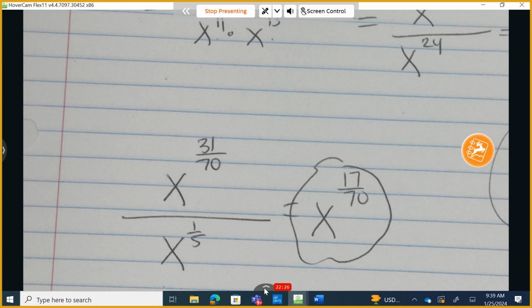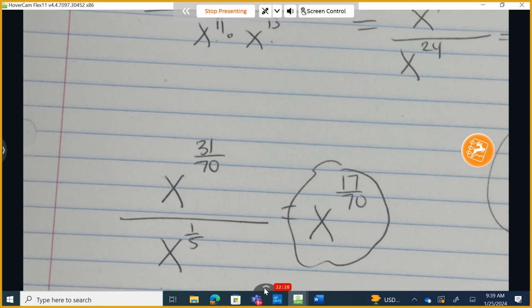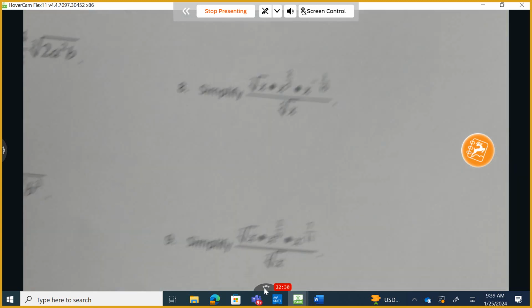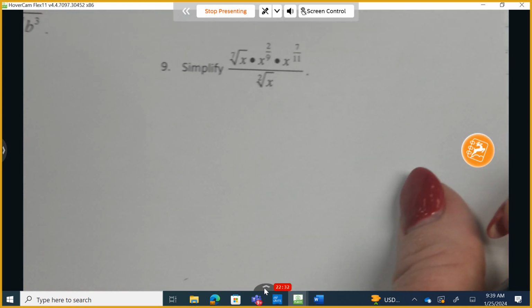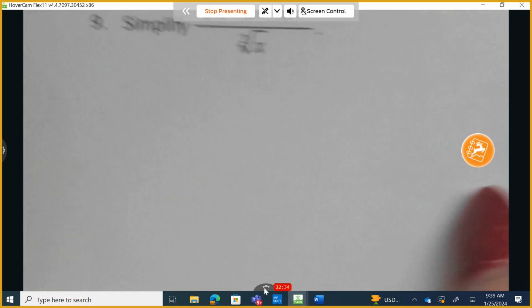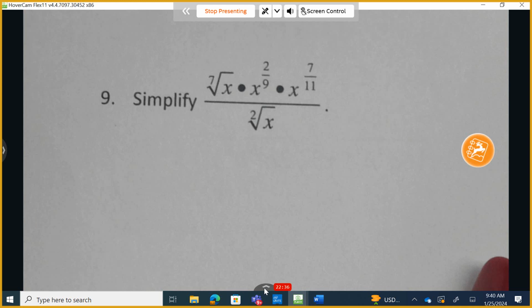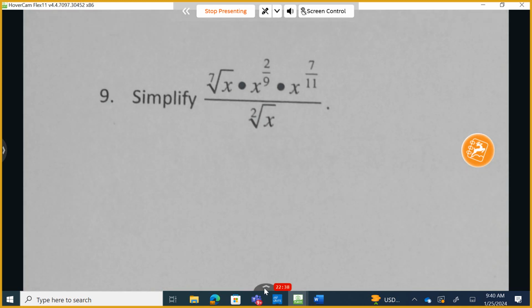Grab your calculator, please. You're going to have large fractions here, so don't be intimidated by those. This is your last problem for today. Please look right now at number 9 and please complete it using a calculator.